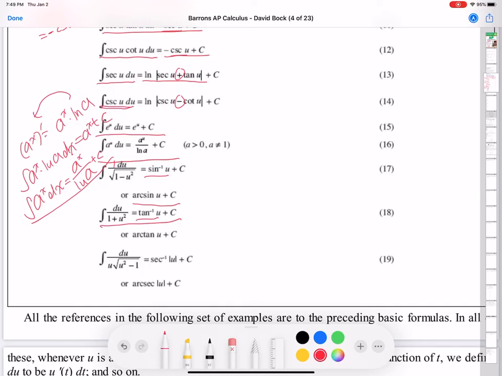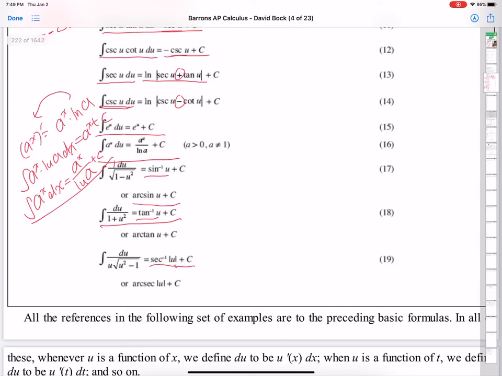And then you memorize one more, arcsecant, secant inverse absolute value of u. That derivative was 1 over u times square root u squared minus 1 du. So integral of 1 over u square root u squared minus 1 du is equal to secant inverse absolute value of u plus c. It's 19 formulas. This book introduces you 19 basic integral formulas.